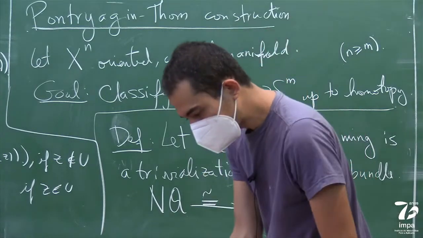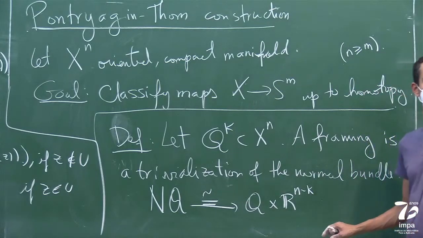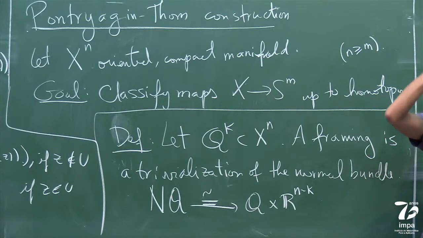Okay? And remember what the normal bundle is. Every submanifold has a normal bundle. You just pick a Riemannian metric, and then on the tangent space to x, you take the orthogonal complement of the tangent space.